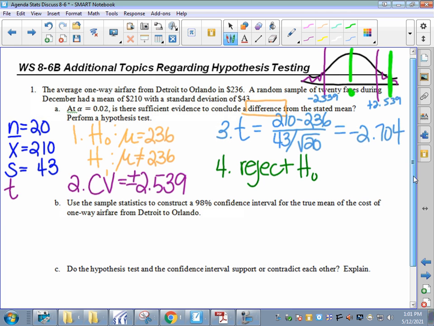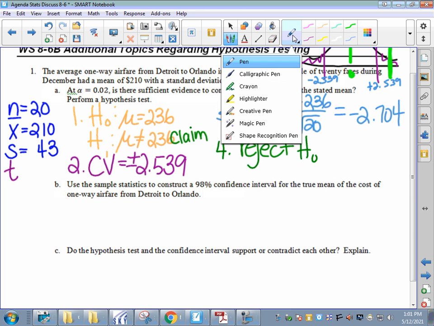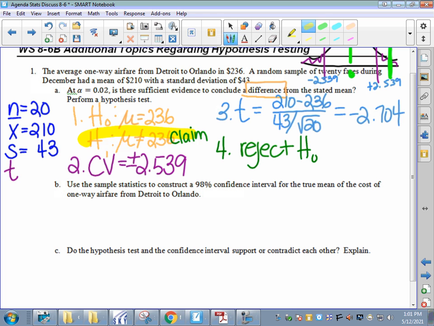Now somebody told me that I said for section 8.6 you don't have to do step 5. I forgot to jot down, by the way, this would be my claim, right? It says, is there sufficient evidence to conclude a difference from the stated mean? So my claim is H sub 1. If I were doing statement 5, I reject H sub O. That means that I like H sub 1. So I would probably say something like, there is enough evidence to support the claim that the average cost of a flight from Detroit to Orlando is different from $236.